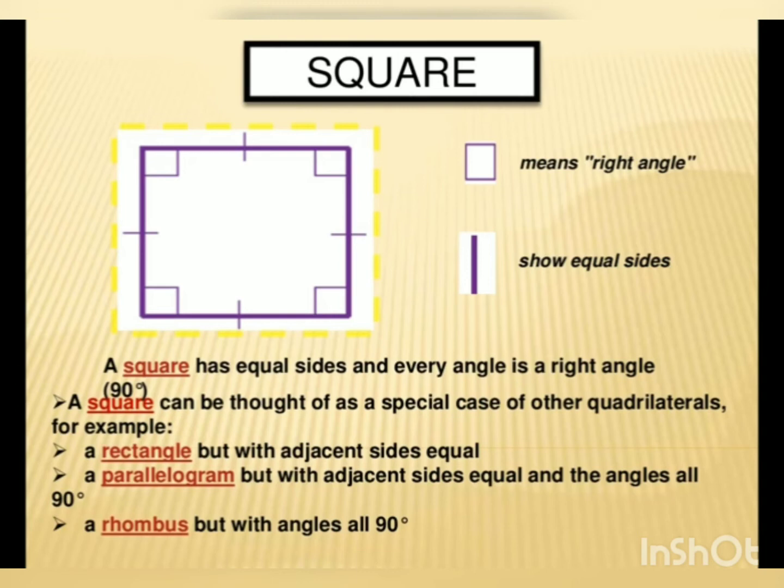So by these many properties, square is a special quadrilateral. It can be thought of as a rectangle with adjacent sides equal, as a parallelogram with adjacent sides equal and all angles 90 degrees, or as a rhombus with all angles 90 degrees.